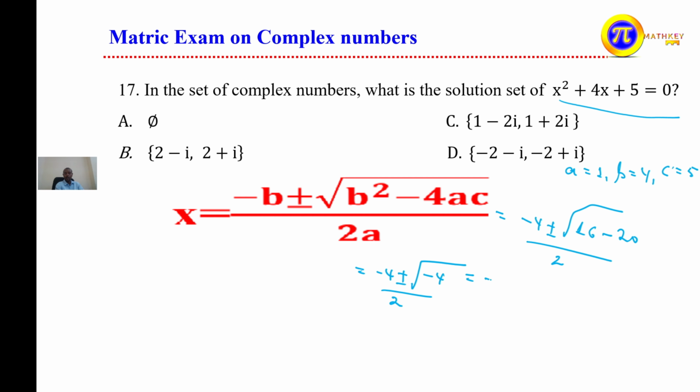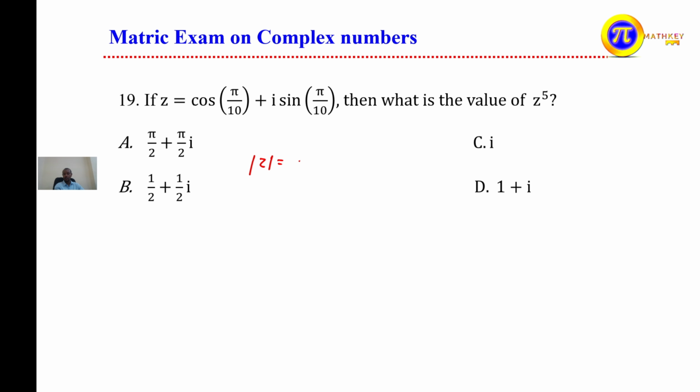This is equal to negative 4 plus or minus 2I divided by 2. Since 2 is a common factor for negative 4 and 2, we cancel by 2. What remains is negative 2 plus or minus I. The solution is negative 2 plus or minus I. Our choice is D. So we apply the general quadratic formula to solve such problems, since it is a quadratic function.